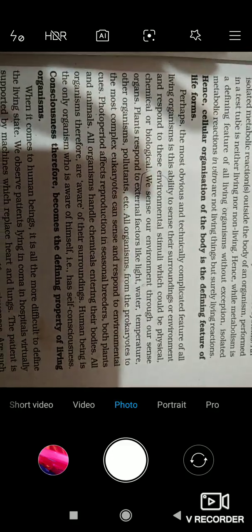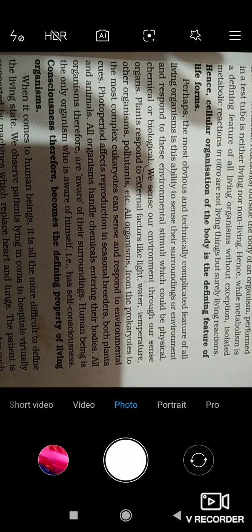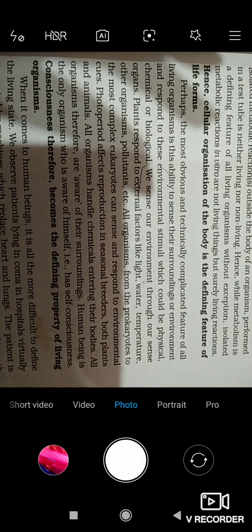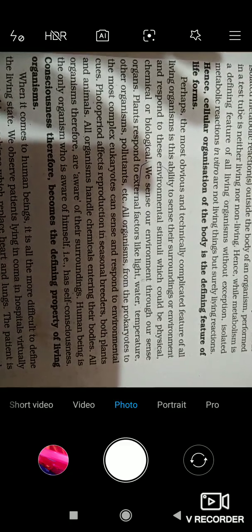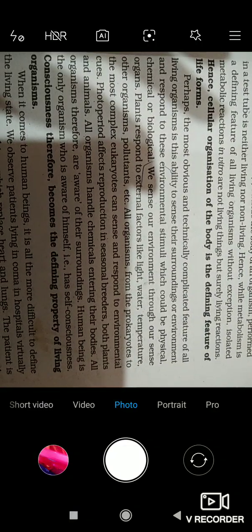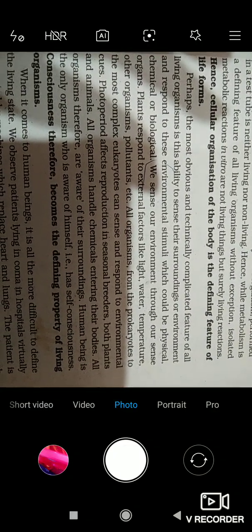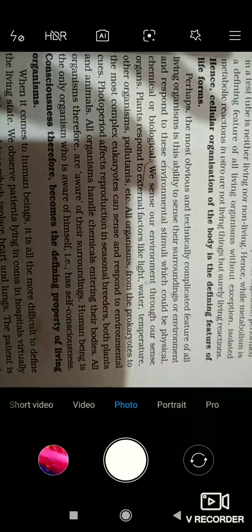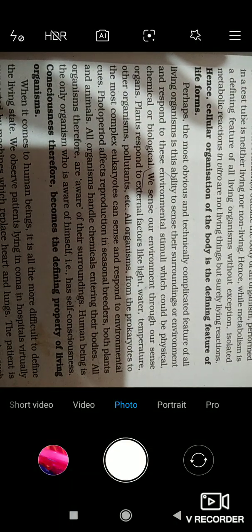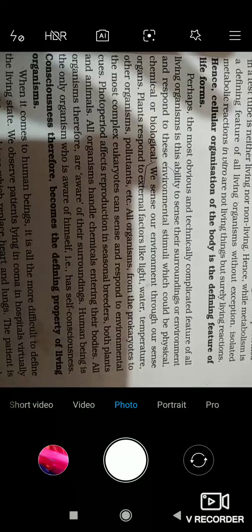Okay, all other organisms handle chemicals entering their bodies. So what do human beings and animals do? When they eat food, whatever kind of chemicals enter their body, they handle it. Okay, all organisms therefore are aware of their surroundings.